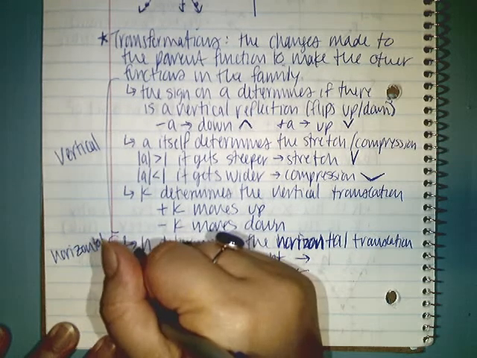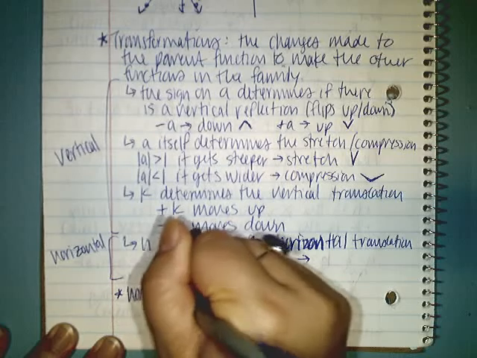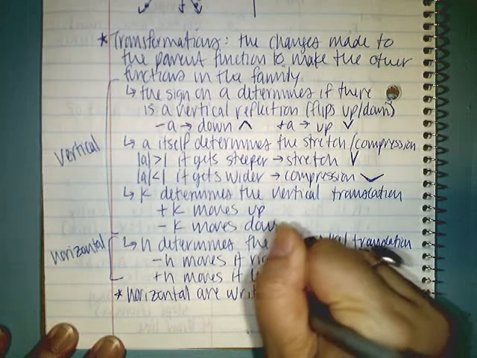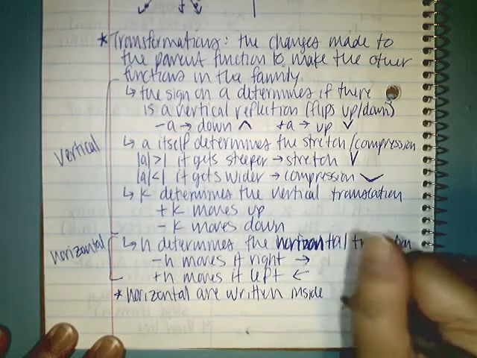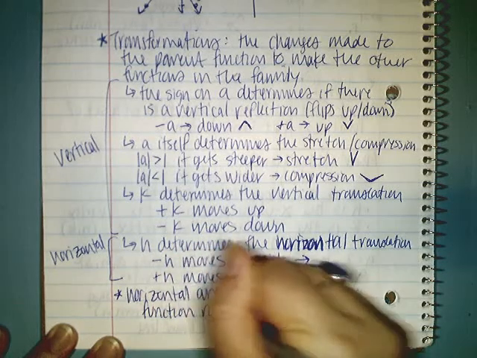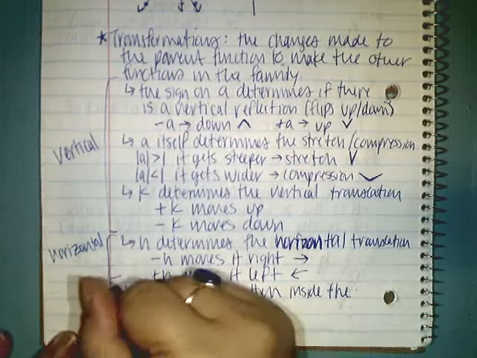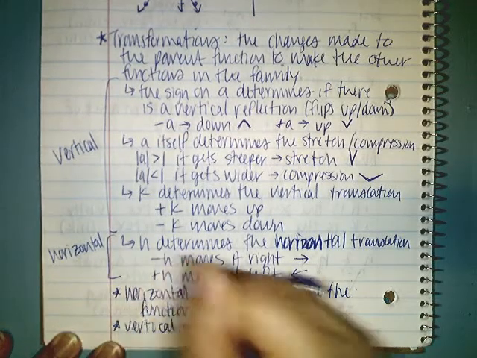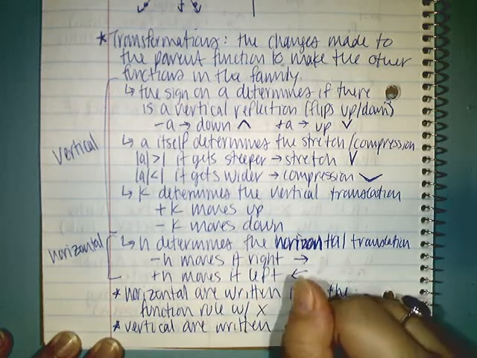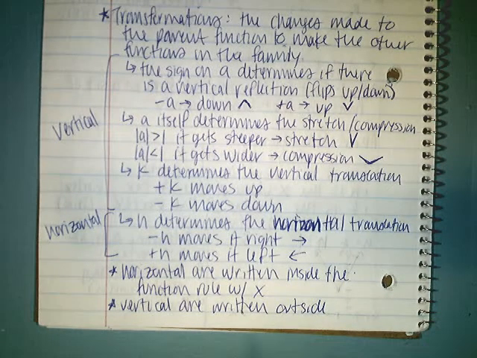And the last thing I want to note is horizontal translation or transformations are written inside the rule or function rule with x. Vertical ones are written outside. And that's going to be important because when we see function equations written, it's going to be written inside with x if it's horizontal, outside if it's vertical, so we'll be able to identify them in that way.